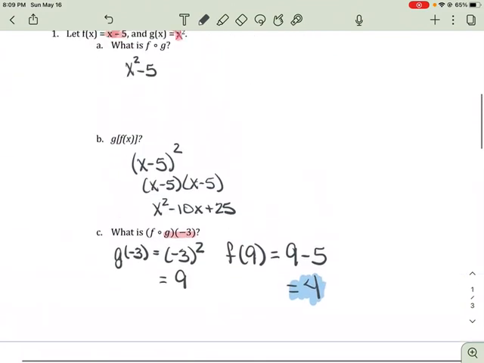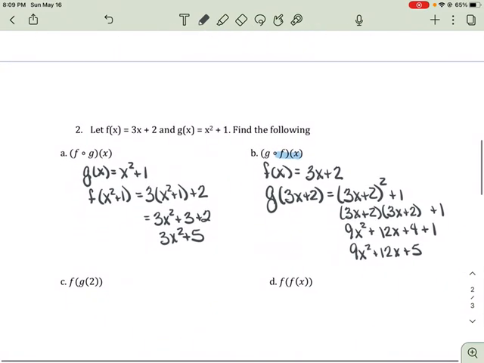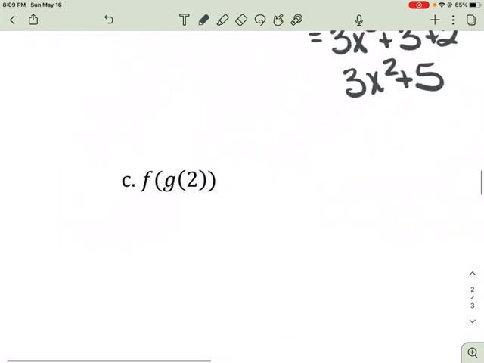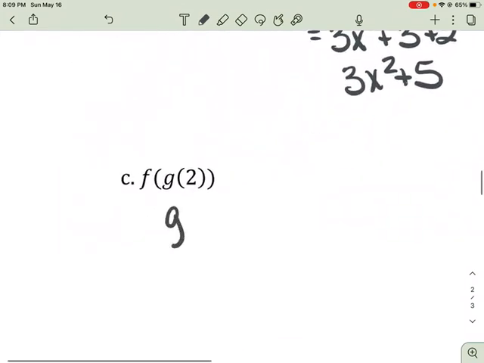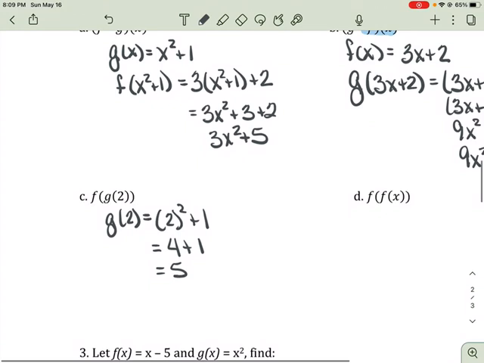All right, so hopefully that makes a little bit more sense than my rambling about replacing the letter, okay? All right, so this says find f composed of g of 2, or f of g of 2. So let's find g of 2. So 2, so it'd be 2 squared plus 1. So 4 plus 1, or 5.